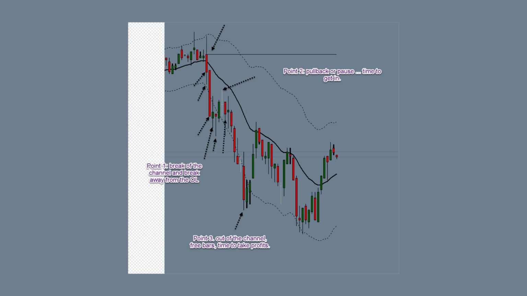So you could go short here and your stop loss would be up there. Or when you pull back a little bit, you could have a limit order or something like this. If you didn't go short here, then you had this candle or this one to go short on. Granted, it will be a little bit difficult because it's not a pullback, it's a pause, right? And that's your second point.